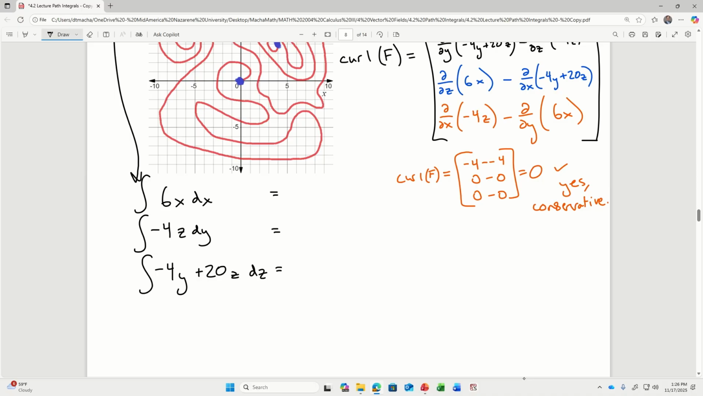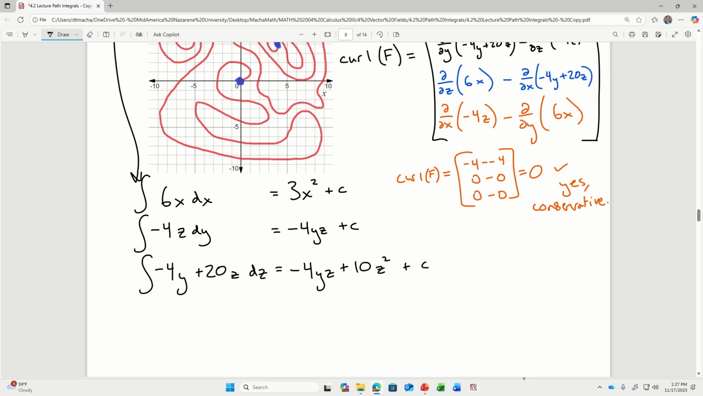What's the antiderivative of 6x with respect to x? 3x squared. What's the antiderivative of negative 4z with respect to y? Negative 4yz. What's the antiderivative of negative 4y plus 20z with respect to z? Negative 4yz plus 10z squared. Perfect.